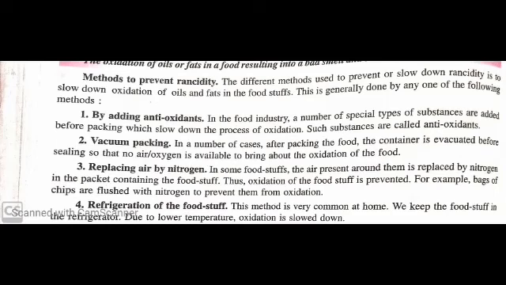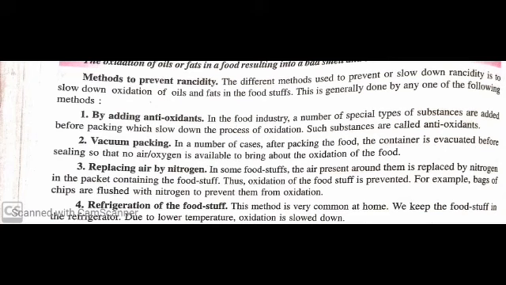Methods to prevent rancidity. The different methods used to prevent or slow down rancidity is to slow down oxidation of oils and fats in the foodstuffs. This is generally done by any one of the following methods. First one, by adding antioxidants. In the food industry, a number of special types of substances are added before packing which slow down the process of oxidation. Such substances are antioxidants.